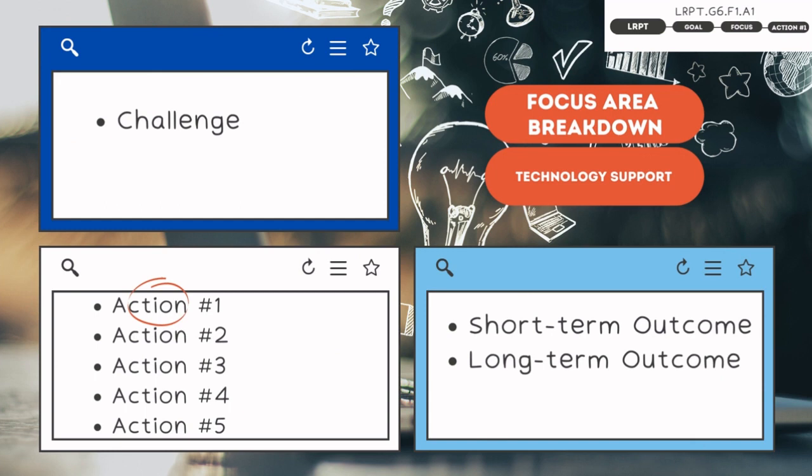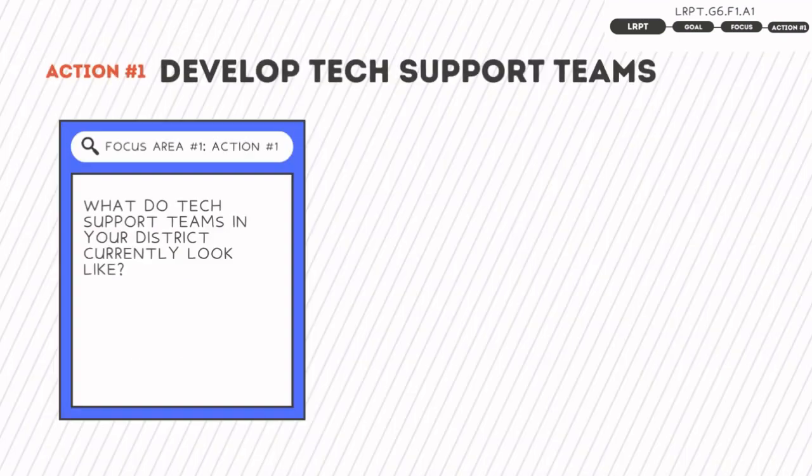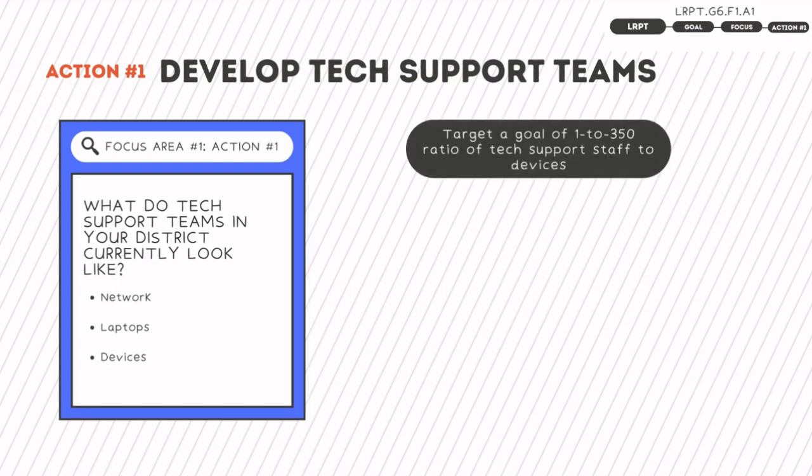We know the challenge. Now let's think about our first action. Action number 1 is to develop tech support teams to address issues that arise in a timely manner. These teams should be prepared to support the network, laptops, and devices in the district. As you build upon these teams, it's good to keep in mind to target a goal of 1 to 350 of tech support staff to devices.